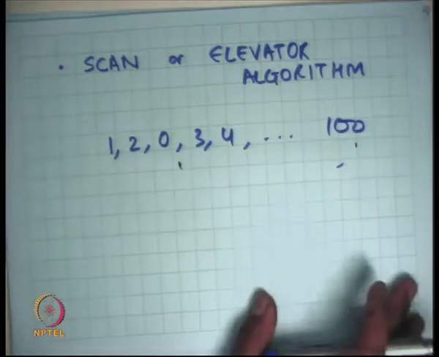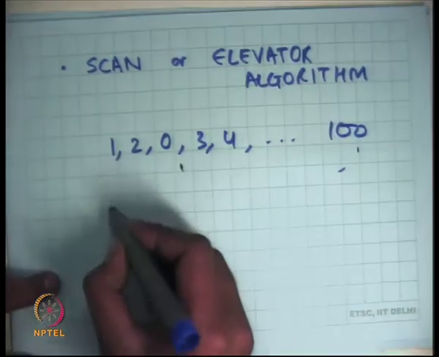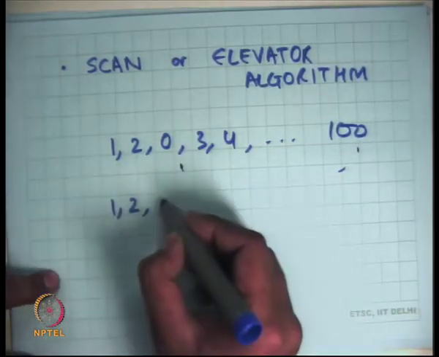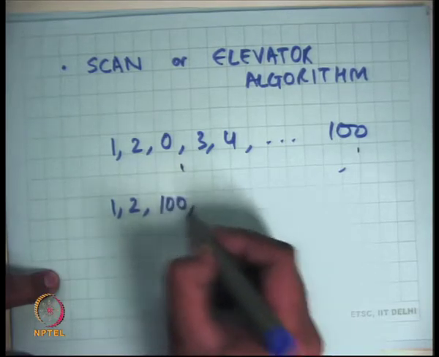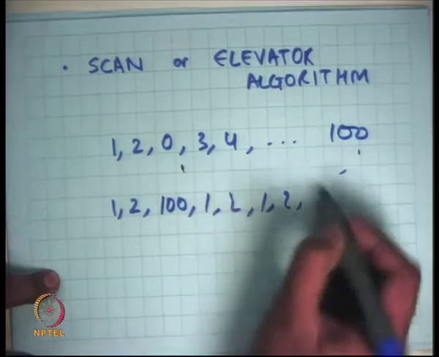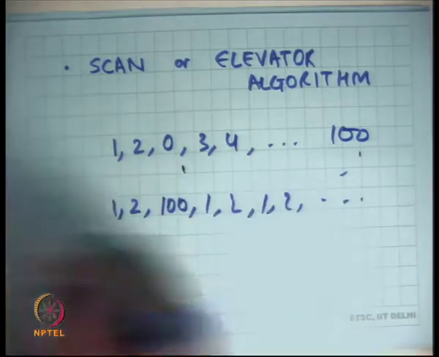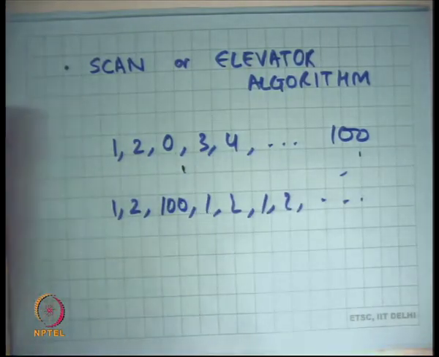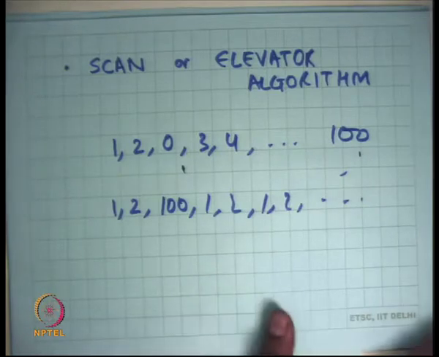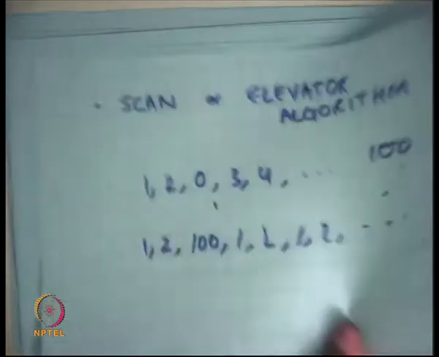In the case of SSTF, it could go on forever. For example, I had 1, 2, 100, 1, 2, 1, 2, and so on. So 100 gets starved forever, basically. But here there's a bounded time within which it's going to turn back. By starvation, I mean there's a non-zero probability that it'll never get served, or there's an unbounded time. You cannot say when.